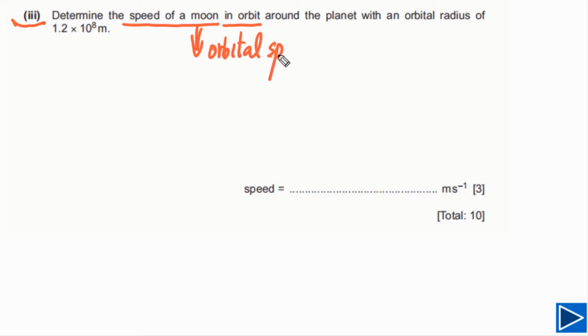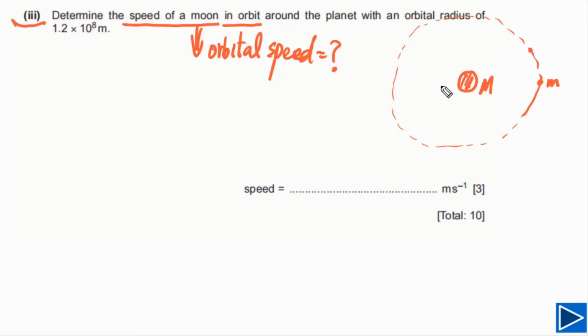So we can write down, we need to calculate the orbital speed of the moon. In this case, we have a planet at the center of the orbit, and we have the moon, and the mass of the moon is small m. We need to find out what is the speed of the moon in this orbit. So that v is called orbital speed.